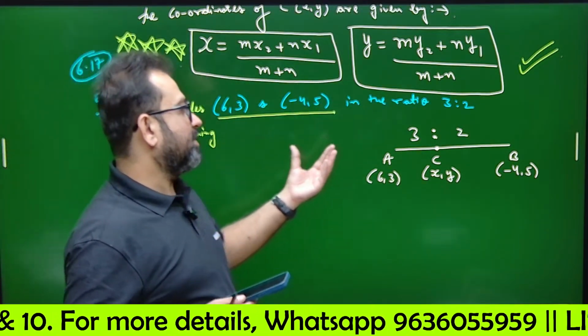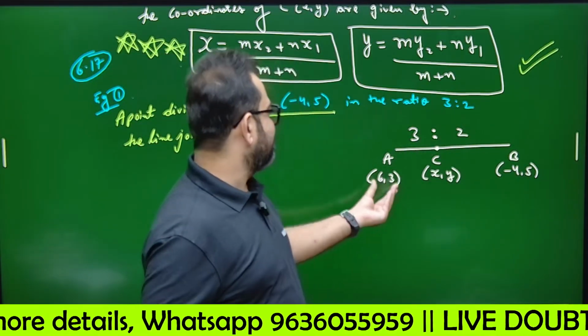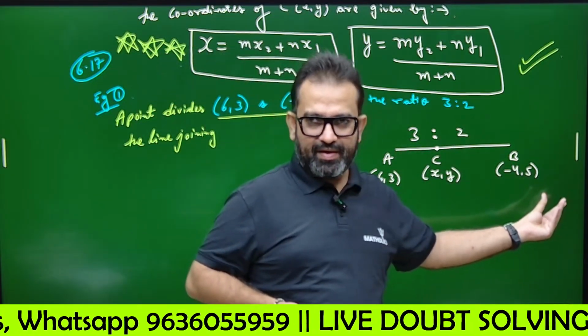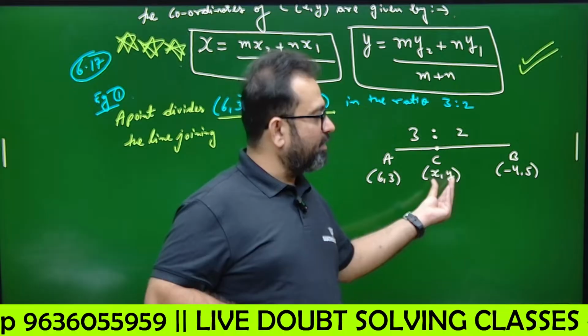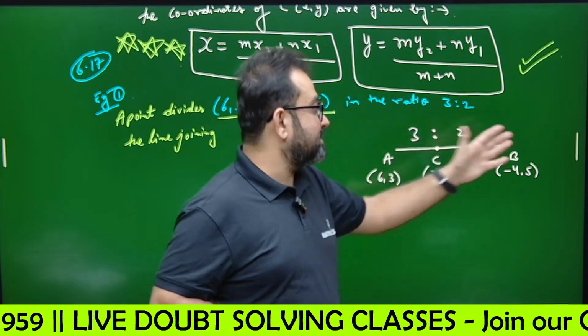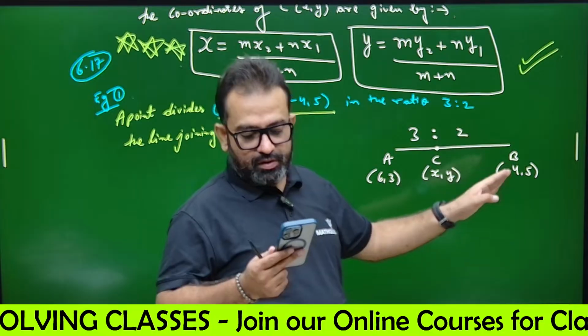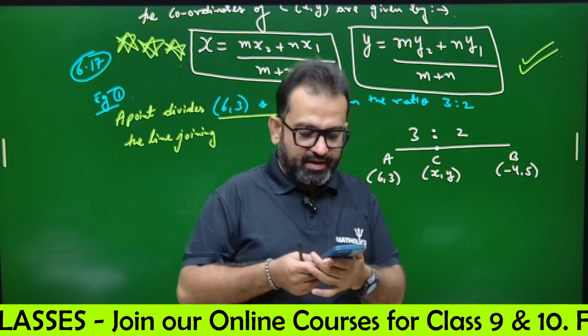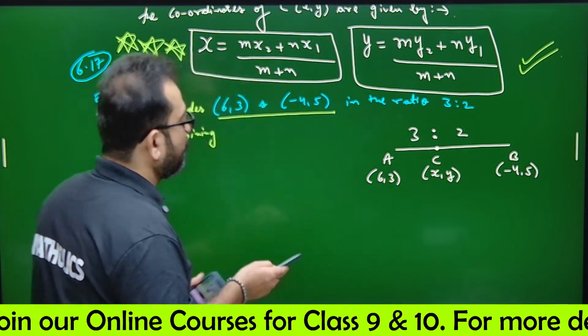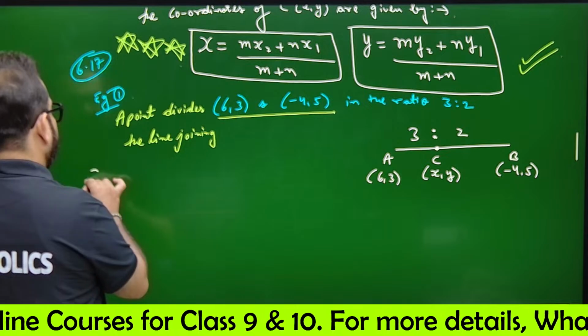So we'll again draw a diagram, A, B. These are points 6 comma 3 and minus 4 comma 5. And there is a point X comma Y. It is dividing this line in the ratio 3 is to 2. You just have to find the coordinates of C.